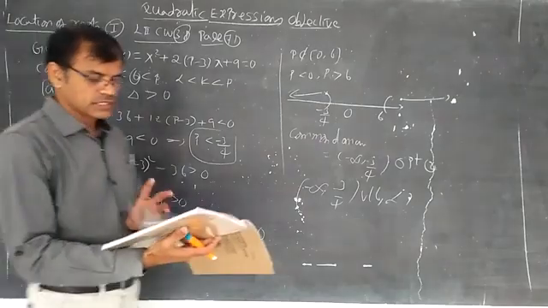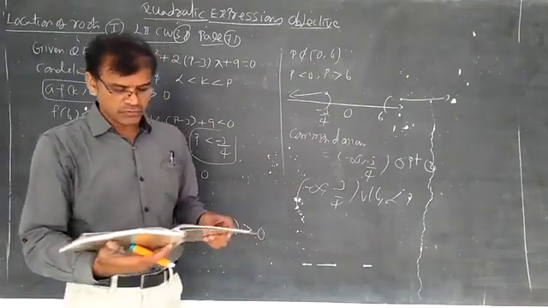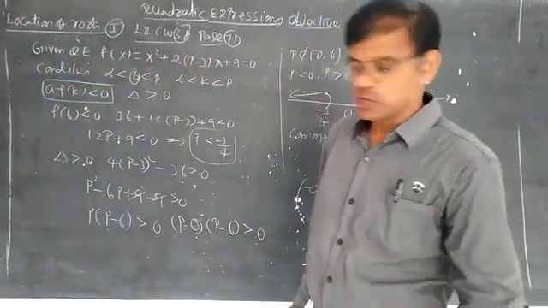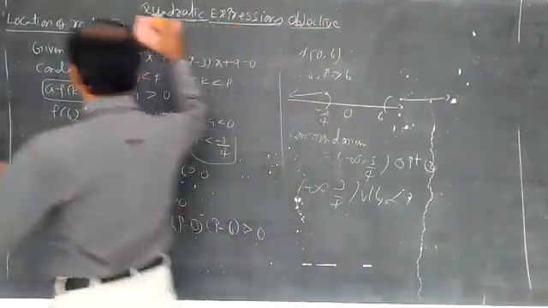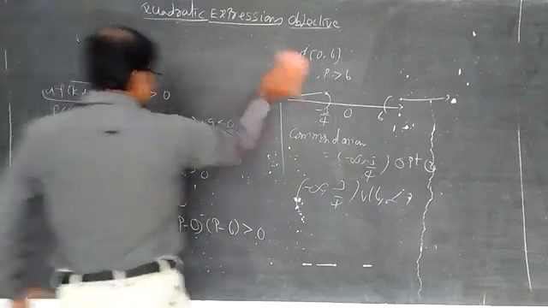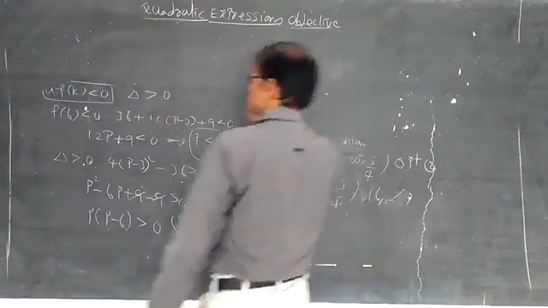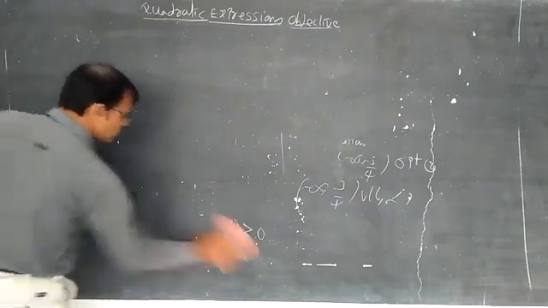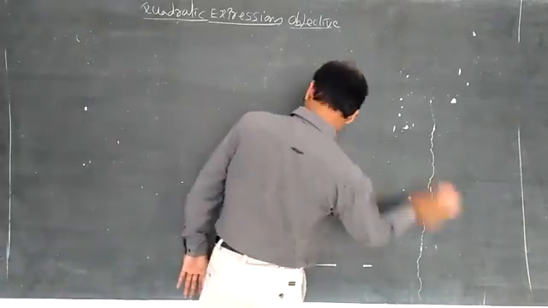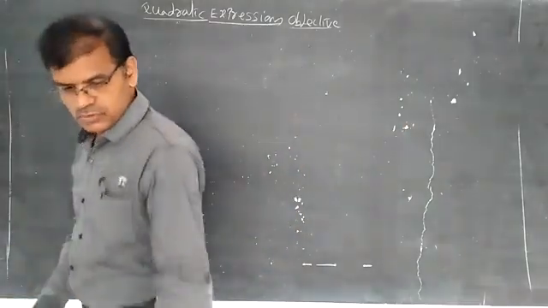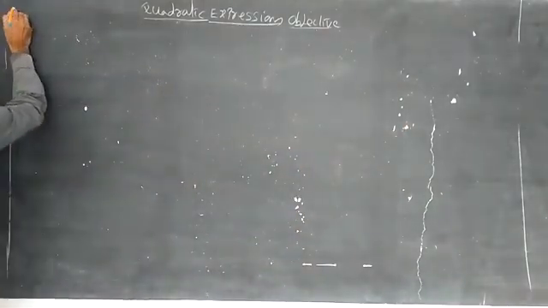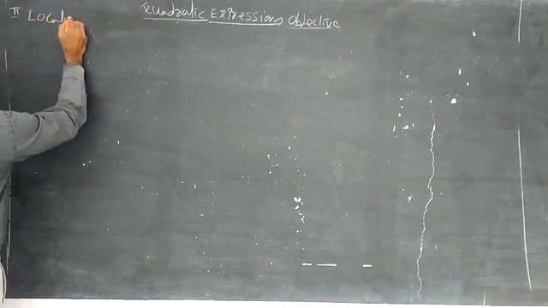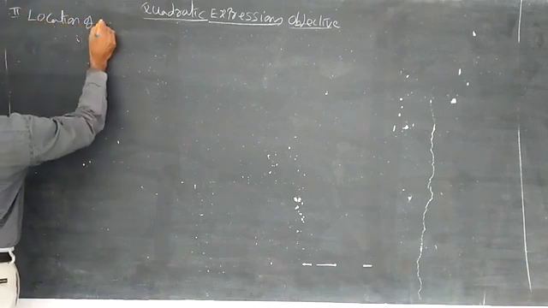Now let us discuss the location of roots for two real numbers k1 and k2. The first model, with only one real number, is completed. Now let us discuss for two real numbers k1 and k2. Let us write Roman number 2 concept: location of roots.